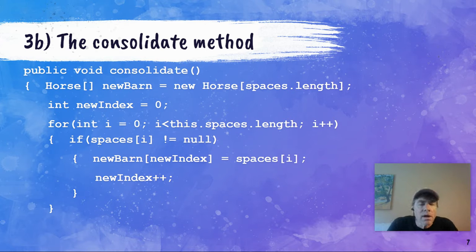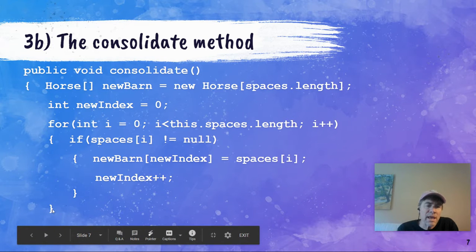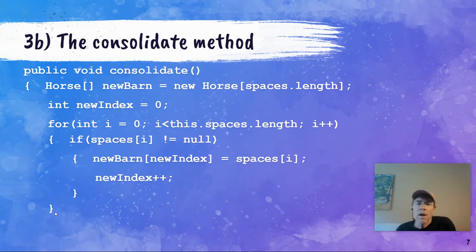For one thing, I'm going to increment space index at that particular point. So space index will increase every time that I make that reassignment. Now at the end of this closed curly down here, I've gone through the whole array of spaces, all the horses. Every slot where there is an object gets reassigned to new barn. So new barn is consolidated, spaces is not.